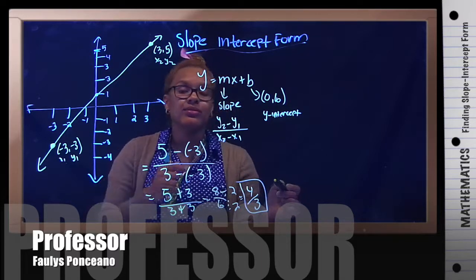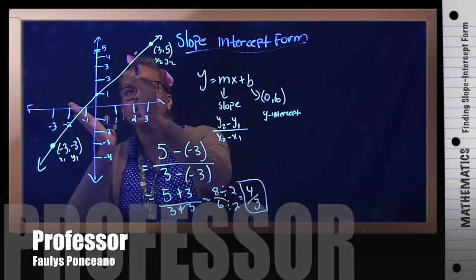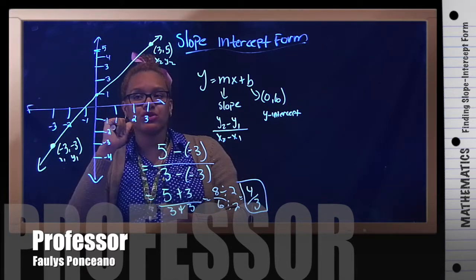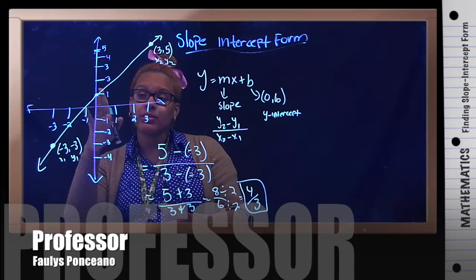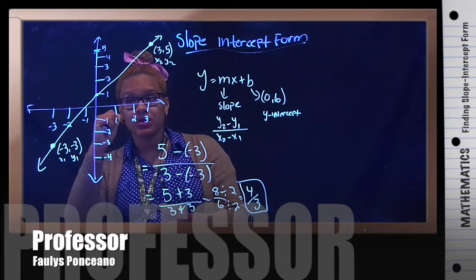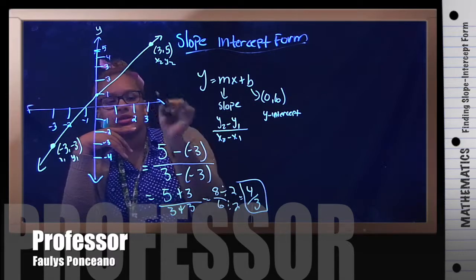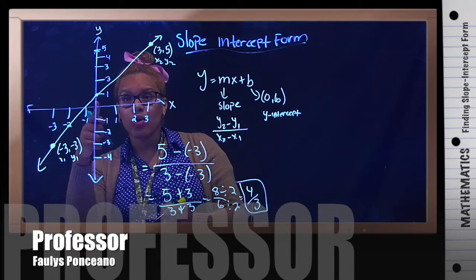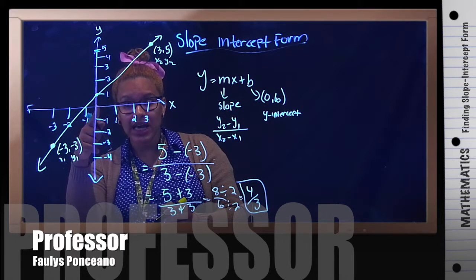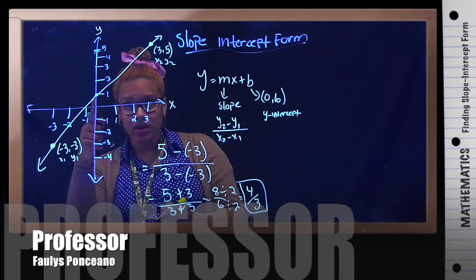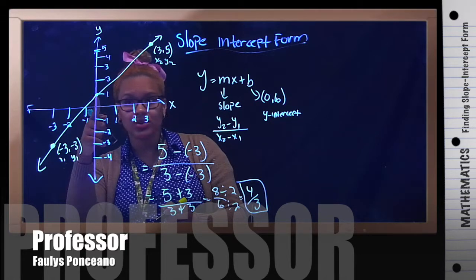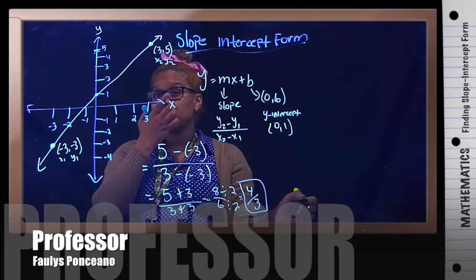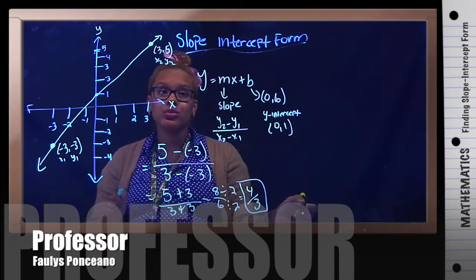I need to find the b, the y-intercept. You want to look at your line, and you should be able to just look at it and tell me the y-intercept, because the y-intercept is when x equals 0. So you want to look at the y-axis. Tell me, where is it touching the y-axis? X is 0, y is 1. So your y-intercept is 1. Okay, so (0, 1).